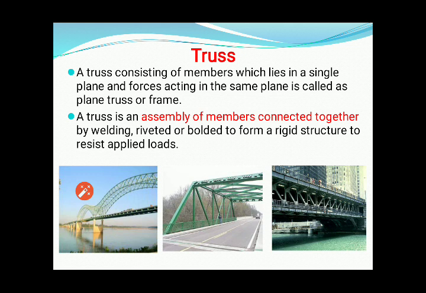A truss is an assembly of members connected together by weld, rivets or bolts to form a rigid structure to resist applied loads. We generally visit railway stations and see bridges. These are made up of steel structure as an option because those are lightweight and easy to construct, but it requires skilled labor.